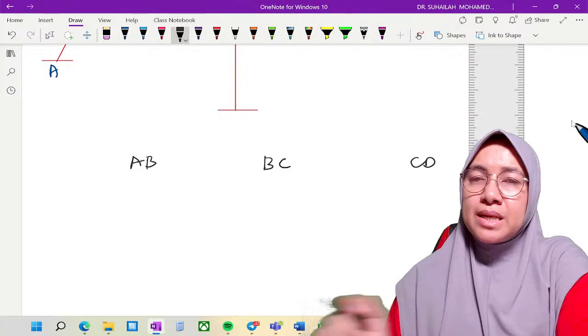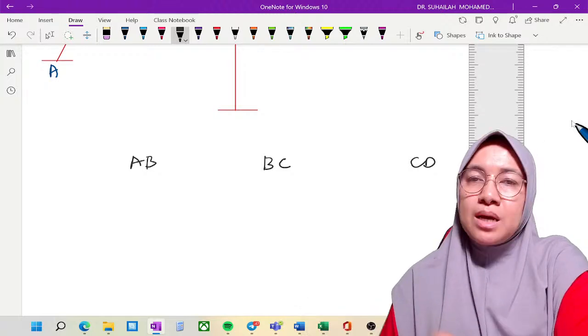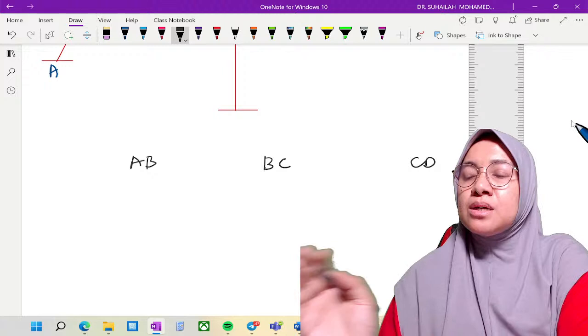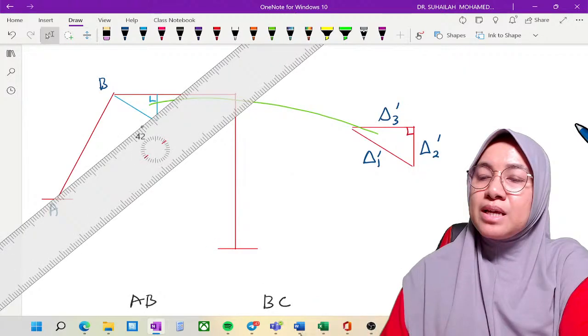So we have to choose one member to assume the value. Normally we choose AB. And actually, if you want to assume 100 for CD, that also can. So let's say we assume 100 at AB. Then we have to look at the behavior. It rotates clockwise because the frame tends to sway to the right.